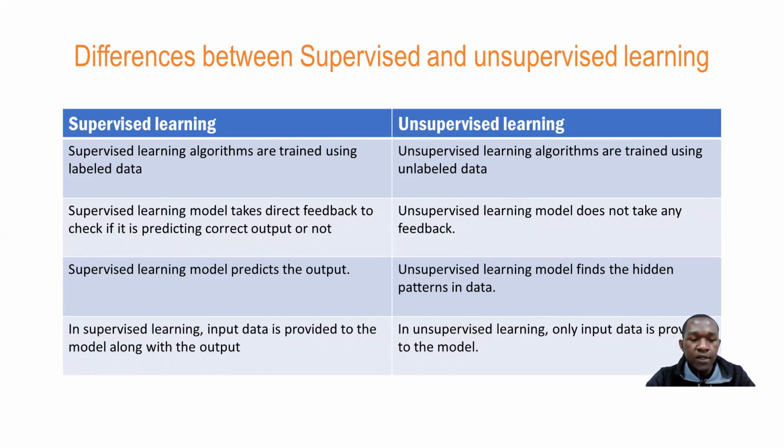And the last difference cited here is that in supervised learning, input data is provided to the model along with the output. Exactly, that's what I was talking about earlier on, that I provide you with an X and a Y value, so these two are being mapped. Then in unsupervised learning, only input data is provided to the model. So we are giving this whole data set to the system, and the system is able to detect the patterns without giving it an output. So it finds for itself an output.